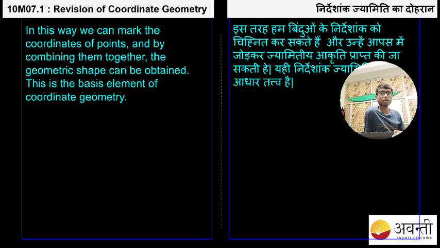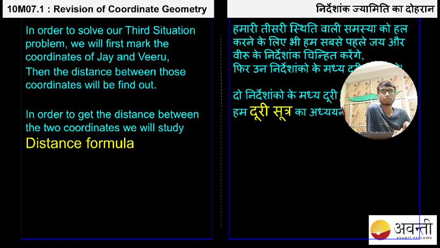In this way, we can mark the coordinates of points, and by combining them together, a geometric shape can be obtained. This is the basic element of coordinate geometry. In order to solve our third situation problem, we will first mark the coordinates of Jaya and Viru. Then the distance between those coordinates will be found. To get the distance between the two coordinates, we will study the distance formula.